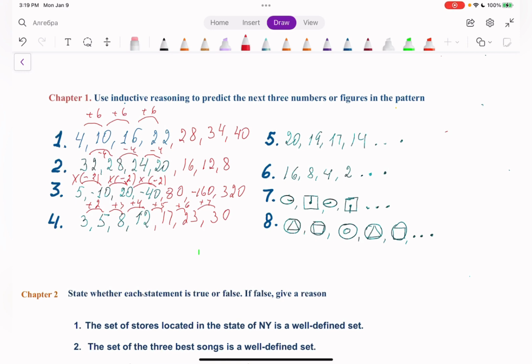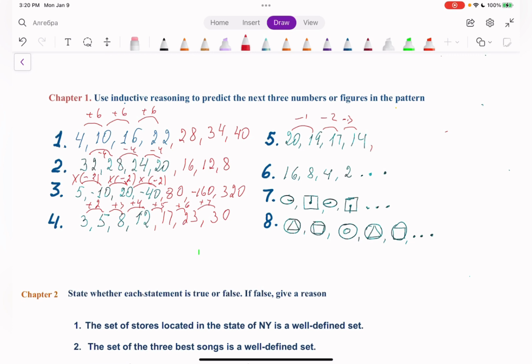So it's decreasing, right? By how much? 1, 2, 3. Okay. Minus 1, minus 2, minus 3, which means the further is going to be minus 4, 5, 6. So let's see.